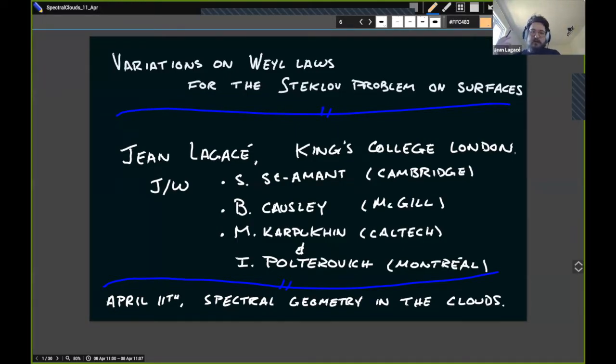And so I will speak about 3 different results that are based on the same basic idea, but developed in different ways. Part of it with Simon Saint-Amand, who was a master's student in Montreal at the time, but is now a PhD student in Cambridge, Broderick Cosley, who's finishing his thesis at McGill, and a recent paper with Michal Karpukin and Iosif Polterovich that should be on the arXiv either tomorrow or Wednesday.